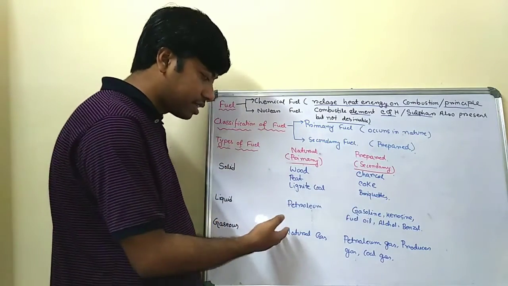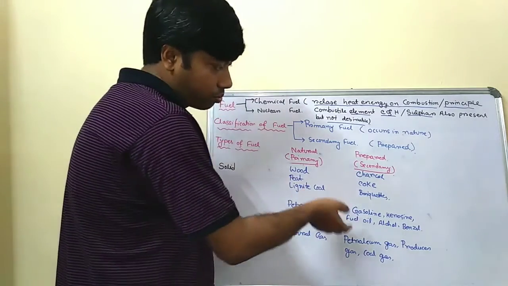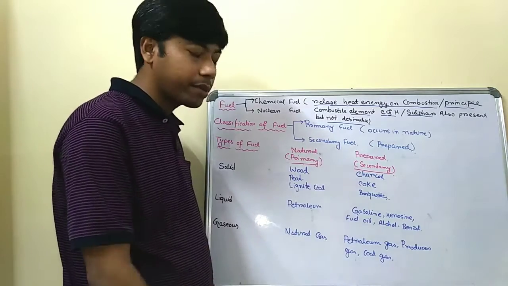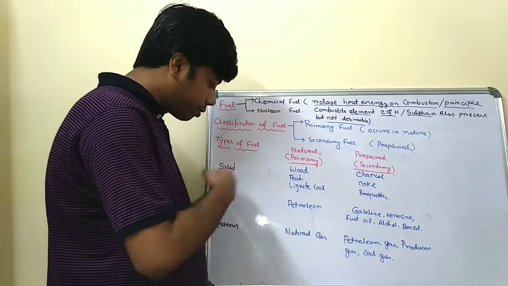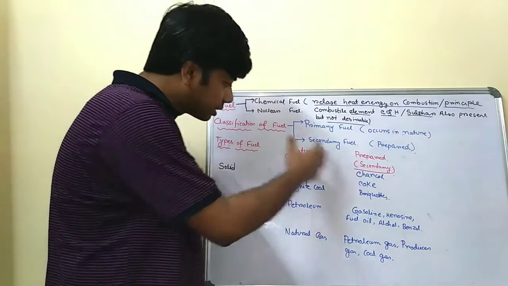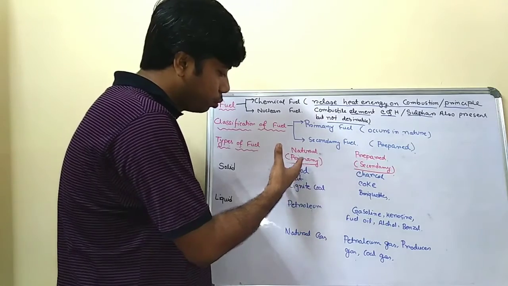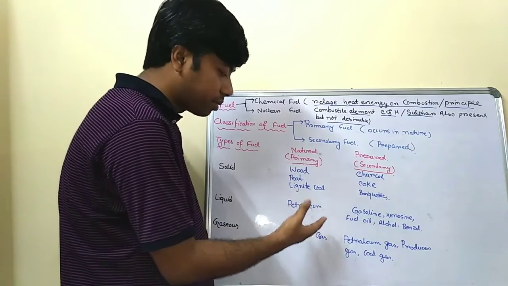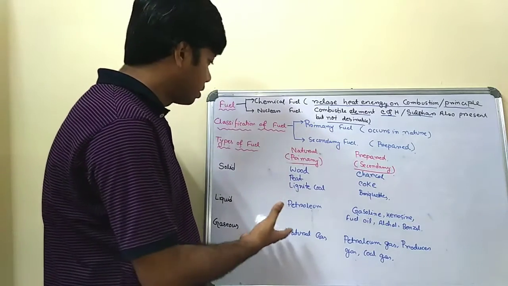And gaseous fuel, that is natural gas, is your primary fuel, but secondary gaseous fuel may be petroleum gas, producer gas, or coal gas. So these are the solid, liquid, and gaseous fuels. We'll discuss elaborately on primary fuels like wood, peat, lignite, coal, petroleum, and natural gas. We can discuss what those are on the next slide.